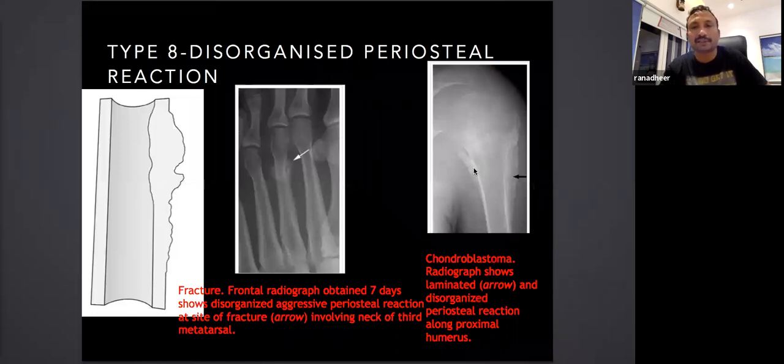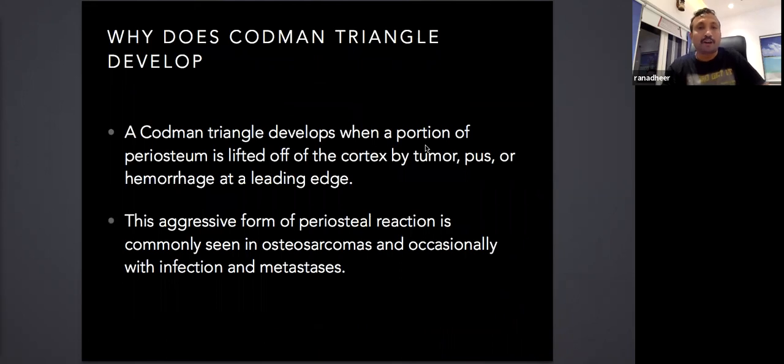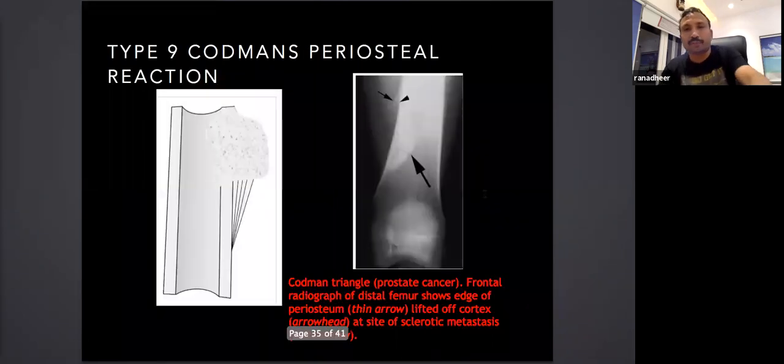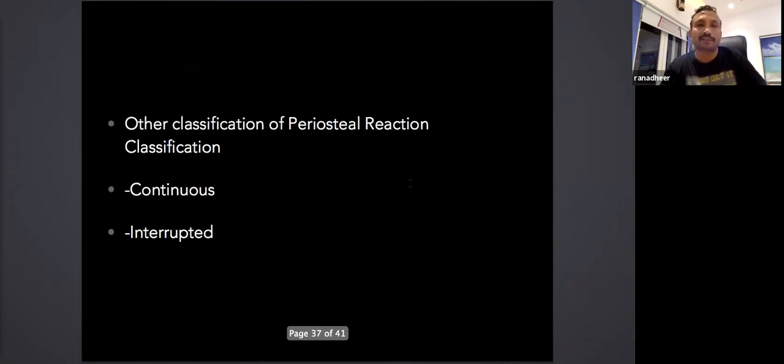Disorganized periosteal reaction can be because of many things. One is fractures and malunited fractures, which is the common cause for disorganized. Codman's triangle is again very aggressive. This is also seen in bone metastasis and osteosarcoma. A Codman triangle develops when a portion of periosteum is lifted off the cortex by tumor, pus, or hemorrhage at a leading edge. This is commonly seen in osteosarcoma and occasionally with very high grade infection and metastasis. Other classifications are continuous and interrupted.